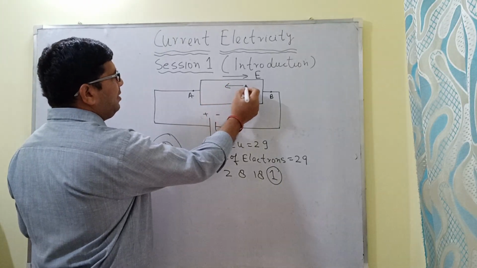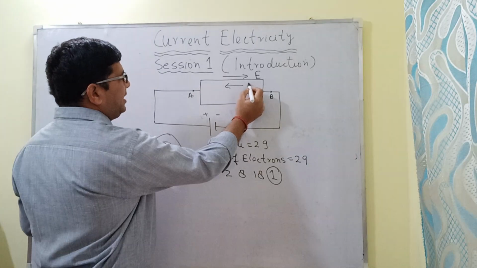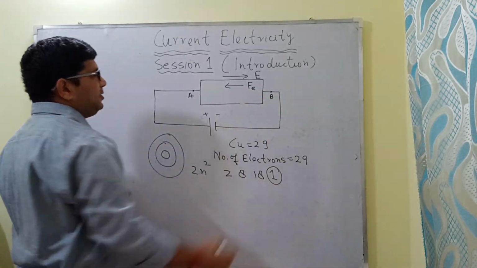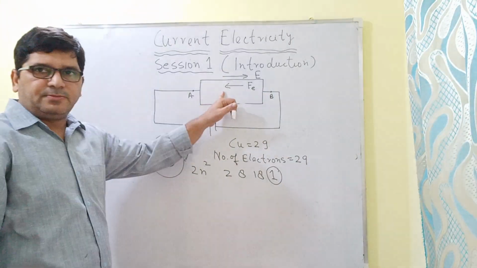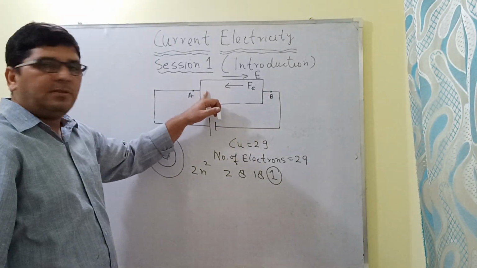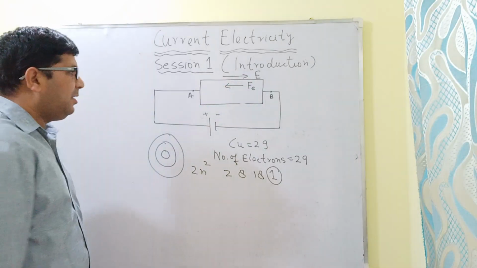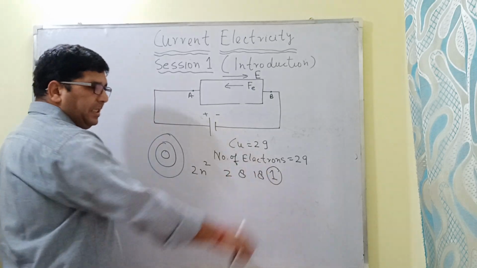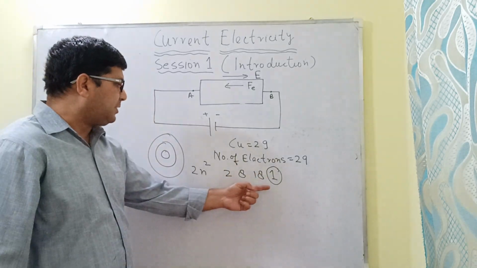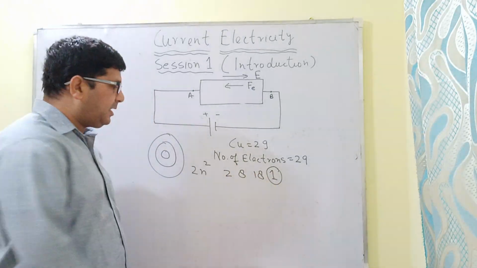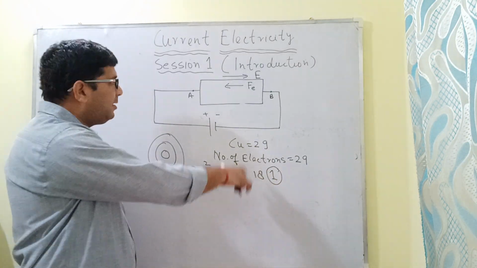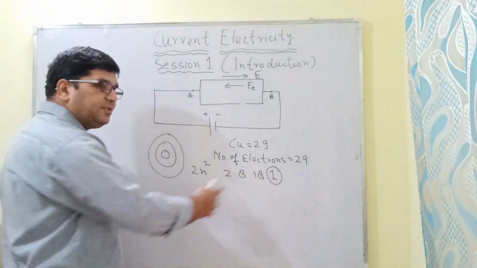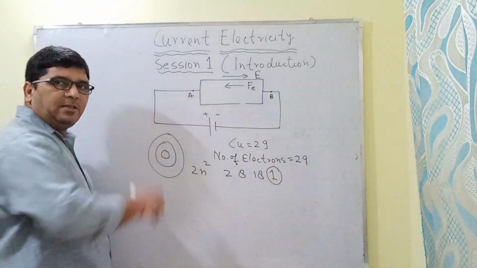Okay, the electron will be experiencing a force. Let us say I'm writing it here as Fe. The electron will be experiencing a force in the opposite direction of this electric field. And what happens is that because the atom always tries to attain a stable configuration, this electron will get released, and when it is released, it is called a free electron, and the movement of these free electrons constitutes an electric current.